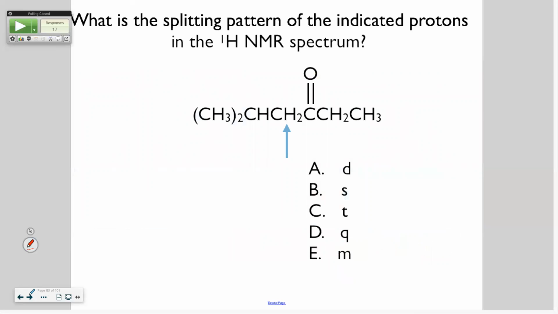All right. Now I want you to tell me what is the splitting pattern of the indicated proton in the proton NMR spectrum. The one that has the arrow by it. Remember what the letters stand for. D is doublet, S is singlet, T is triplet, Q is quartet, and what's the little m? Multiplet.